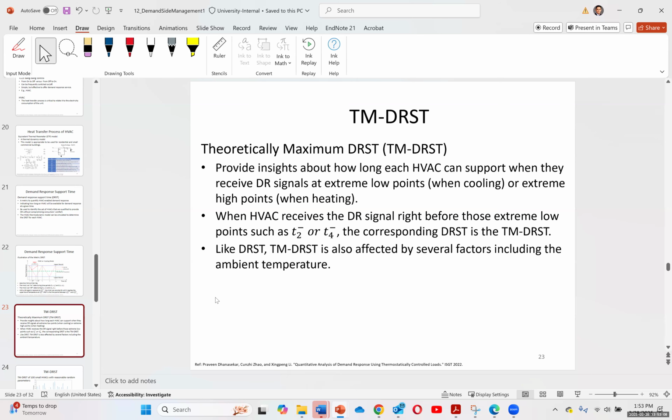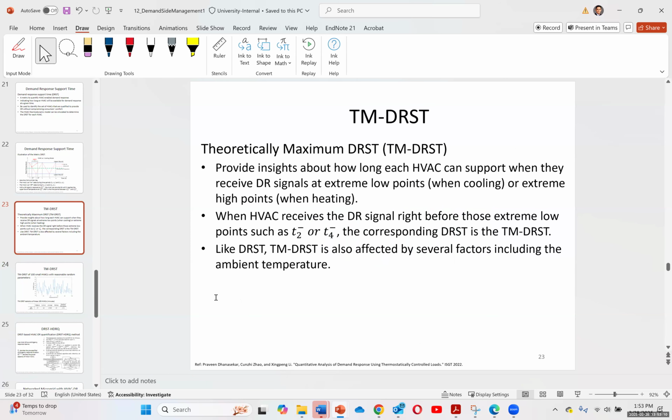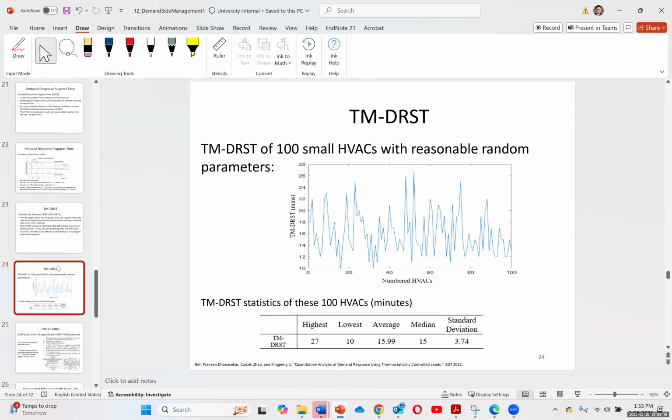Like DRST, TM DRST is also affected by several factors, including the ambient temperature. So this is the theoretically maximum DRST for 100 small HVAC systems, and you can see the highest, lowest, average, median, and standard deviation for each of them. This is again just for you to know.